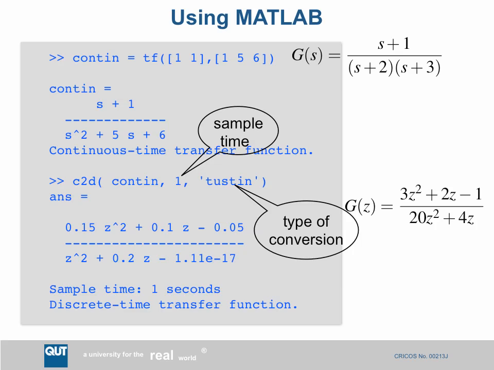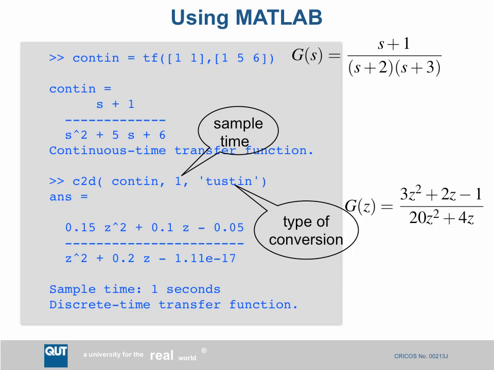Now what I can do is take this continuous time transfer function and pass it to a MATLAB function called C to D. It's continuous to discrete. So I pass in the transfer function for my continuous time system, I pass in the sample time, and I tell it the type of conversion that I want to do. And I want to do a Tustin transform. And bang, out comes the answer from MATLAB.